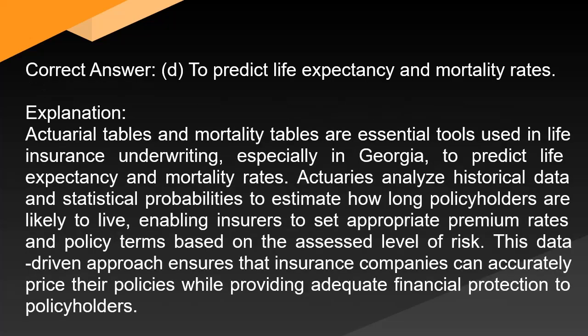Correct answer. D. To predict life expectancy and mortality rates. Explanation. Actuarial tables and mortality tables are essential tools used in life insurance underwriting, especially in Georgia, to predict life expectancy and mortality rates. Actuaries analyze historical data and statistical probabilities to estimate how long policyholders are likely to live, enabling insurers to set appropriate premium rates and policy terms based on the assessed level of risk. This data-driven approach ensures that insurance companies can accurately price their policies while providing adequate financial protection to policyholders.